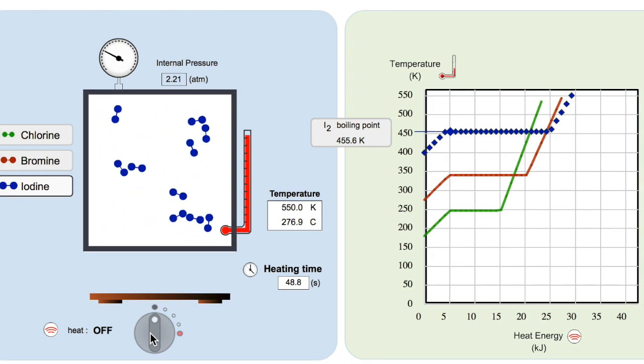So what we can see on these graphs is that while we're adding energy, we're either getting more kinetic energy, which shows up as temperature, or we're getting more potential energy, which changes the state. So whenever the graph is flat, that means that there's a phase change going on. So the kinetic energy is not increasing, only the potential energy of the molecules.